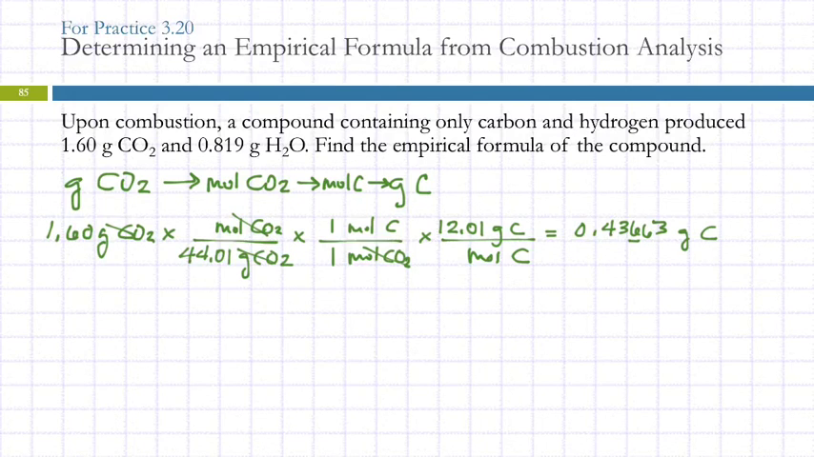Now, let's think about this. The instructions for finding the empirical formula said you start with grams of each element, and then what do you do? You convert it to moles. So we're going to take this and convert it back to moles of carbon by dividing by this number. We could save ourselves a step, couldn't we? What if we just stopped here at moles of carbon? Then we wouldn't have to convert to grams and then convert from grams right back to moles.